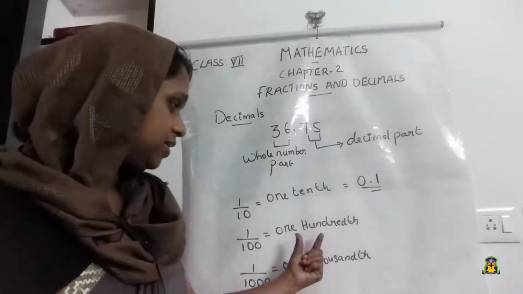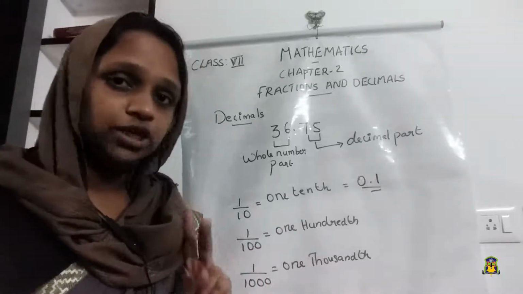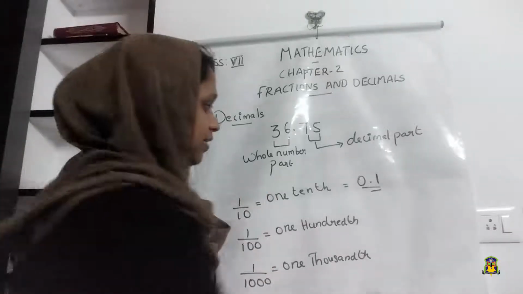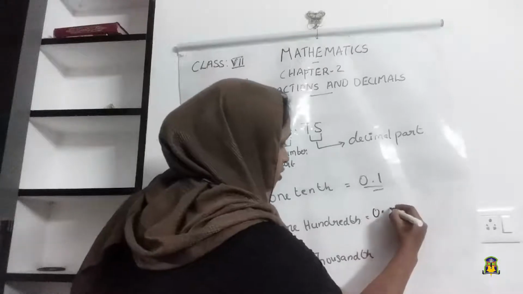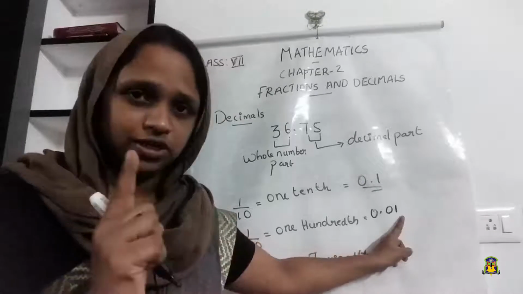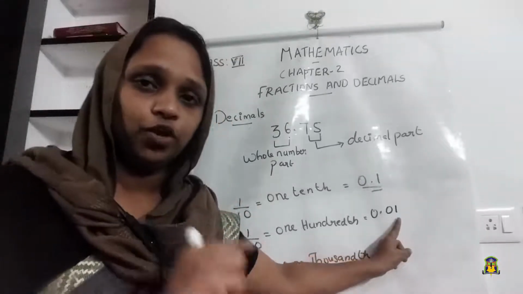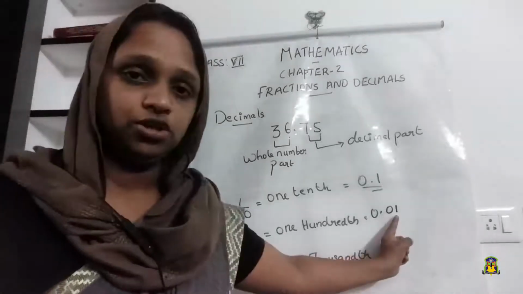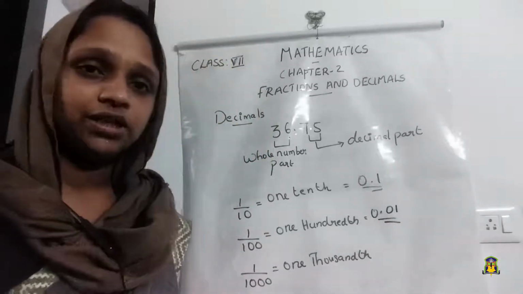Then 1 by 100. In this 100 there is one followed by two zeros. So we know point after two digits. That is point 0, 1. If you write only 1, that's only one digit. So we want to write a 0 here, then it will be two digits, point after two digits. So 1 by 100 is equal to 0.01.